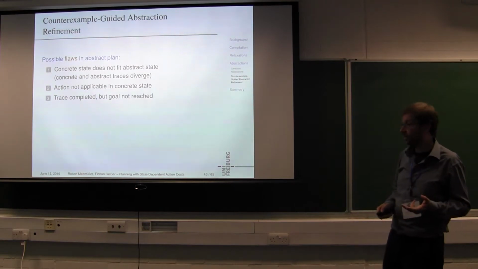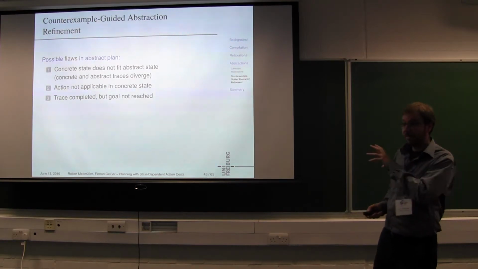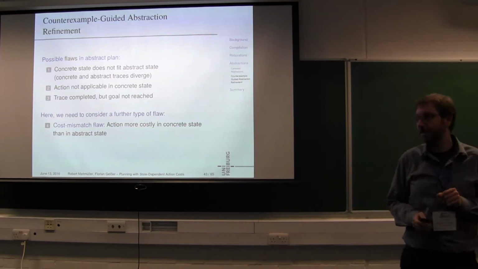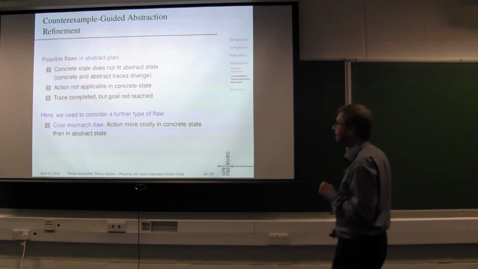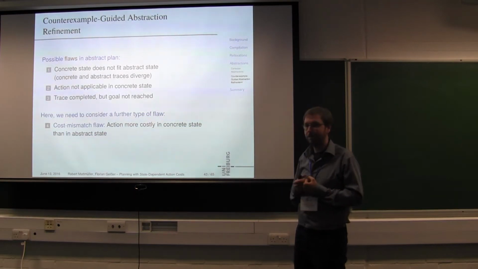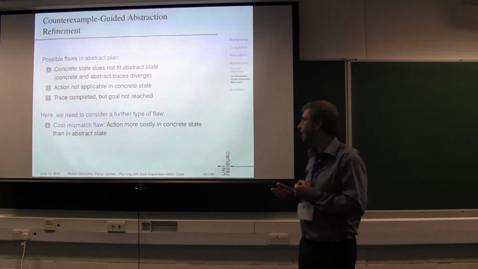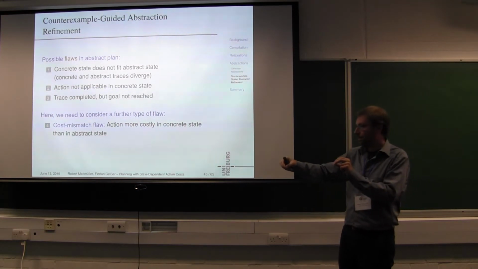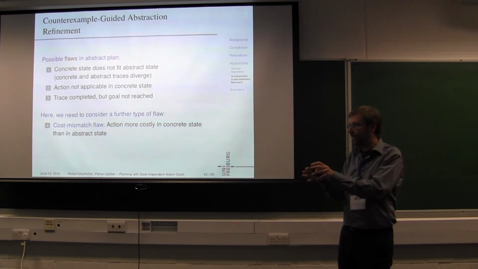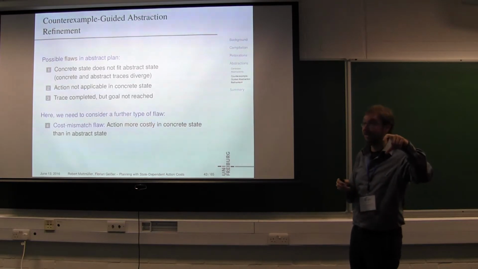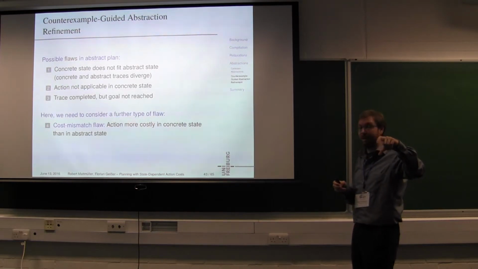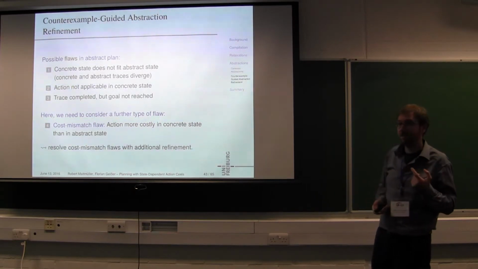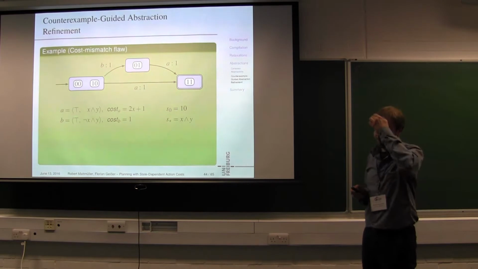Now, in our setting with state-dependent costs, unfortunately, there's a fourth possible flaw that can occur, which we call cost mismatch flaw. It can happen that an action that is part of your abstract plan costs a certain amount in the abstract state, but is more costly in the concrete state in which you would want to apply it. And this is also a flaw you need to fix by additional refinement. Let me give you an example for this.